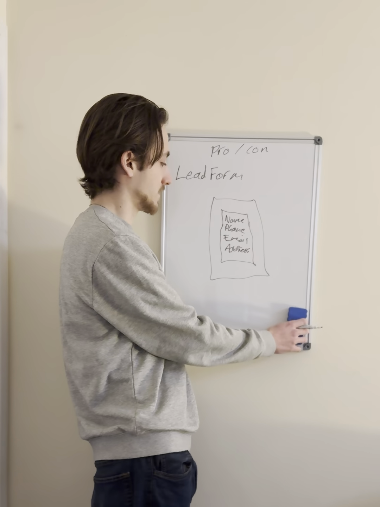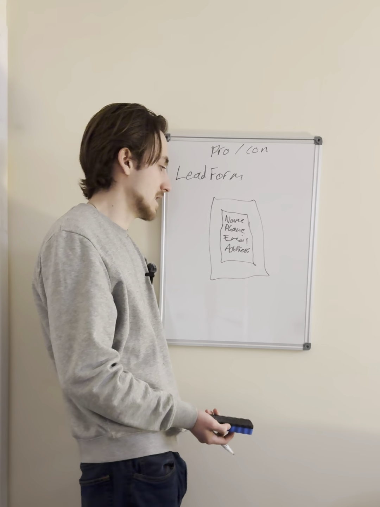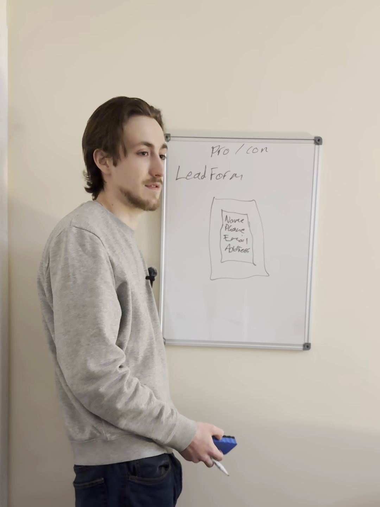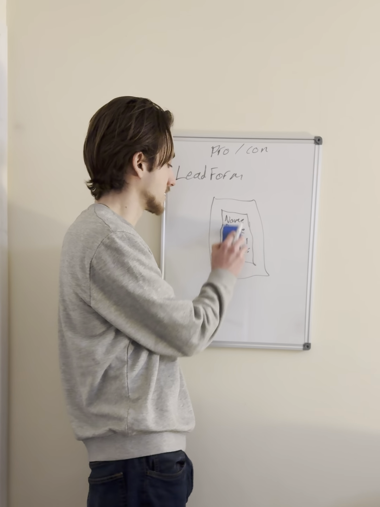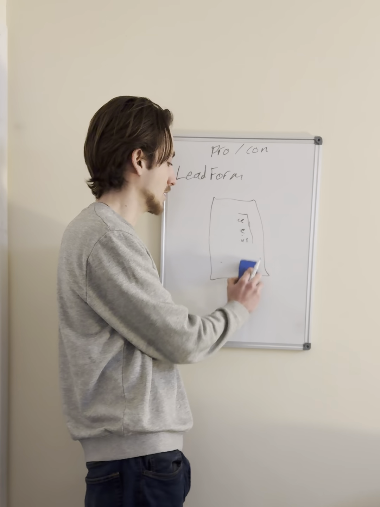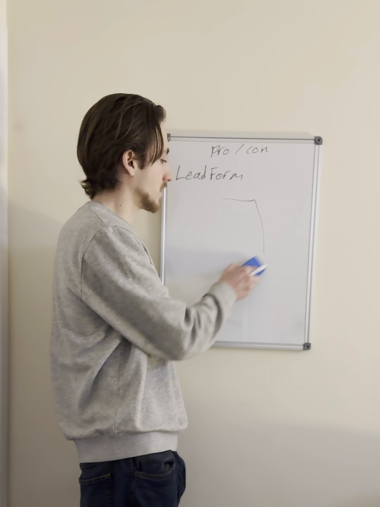You can also ask them a few other personal information questions like the city that they live in. There's loads of things that you can ask. Anyway, that is the basic gist of how a lead form looks and would work. Right. Now let's go over the pros and cons of that.